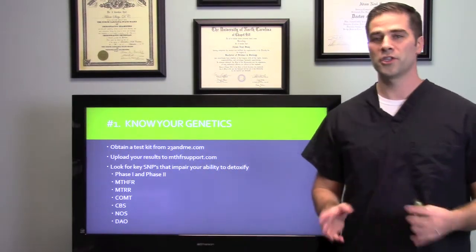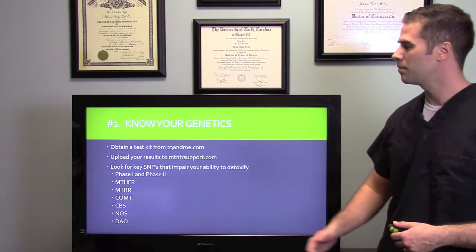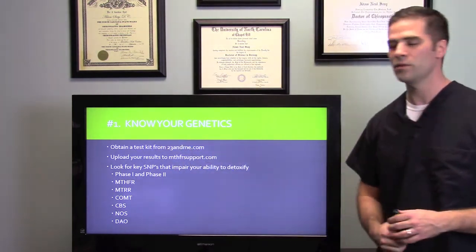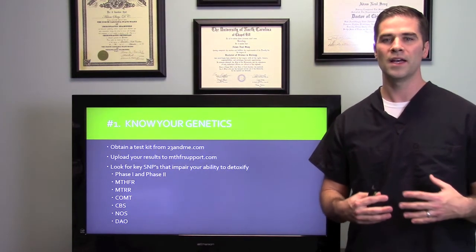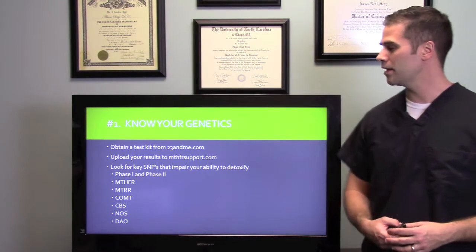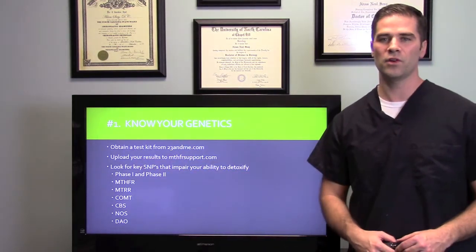First one's going to be know your genetics, and this is important. We're understanding more and more about genetics today. You want to obtain a kit from 23andme.com. They do a phenomenal job of sequencing all 23 chromosomes, and they give us your genetics. And typically, I have patients upload this to mthfrsupport.com.